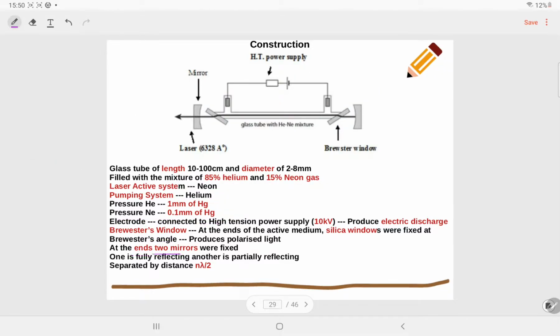At the ends, two mirrors are fixed here, and you get laser light through this mirror. One is a fully reflecting mirror, and the other is partially reflecting, separated by a distance of n times lambda by 2. So this was all about the construction.